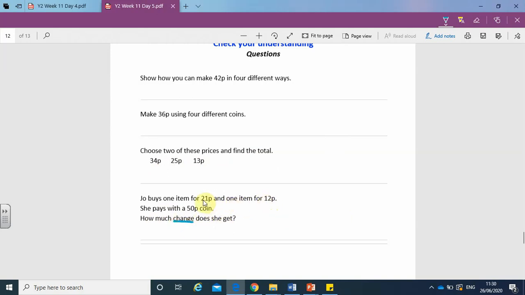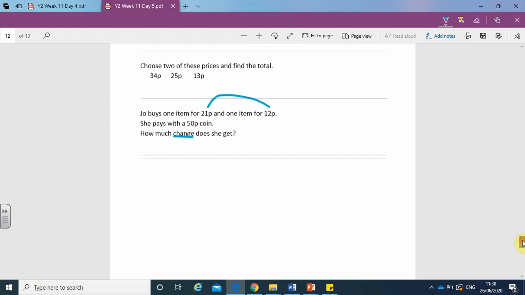So the first one, think about what the total or the value of these 2 are together, and then take it away from 50, and that gives you your answer.